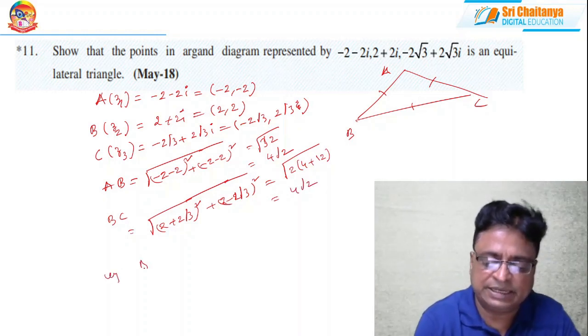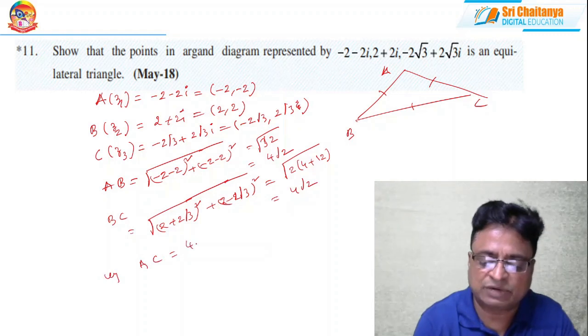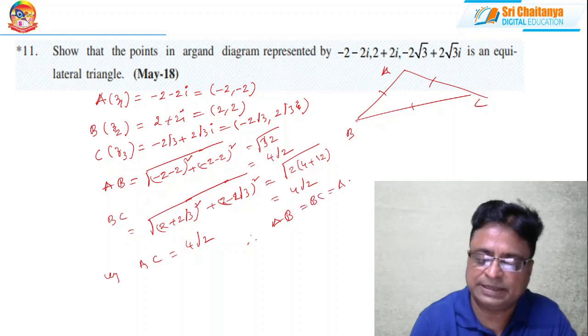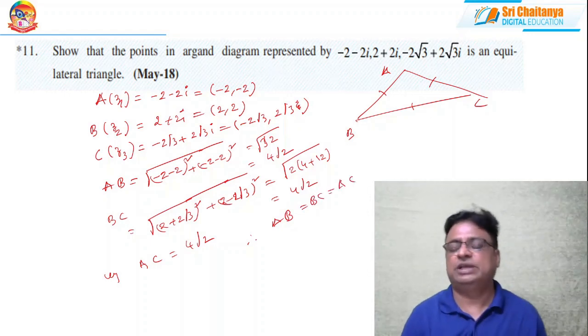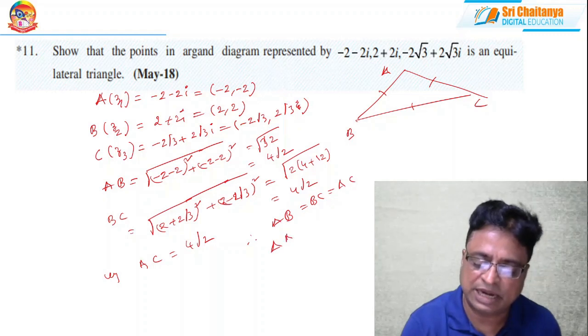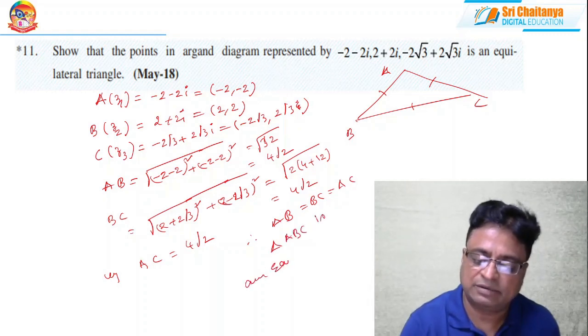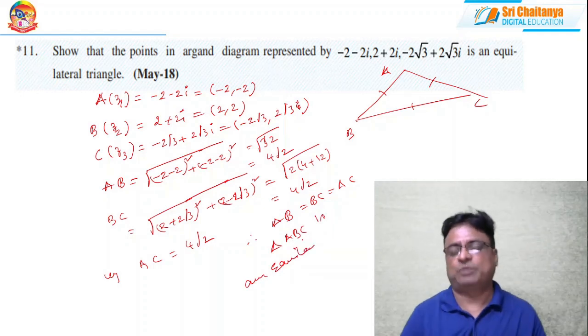Similarly, find AC. Again you get this as 4 root 2. Therefore all the lengths of the sides are equal. AB equal to BC is equal to AC. Therefore obviously triangle ABC is an equilateral triangle. This is the way to prove this problem.